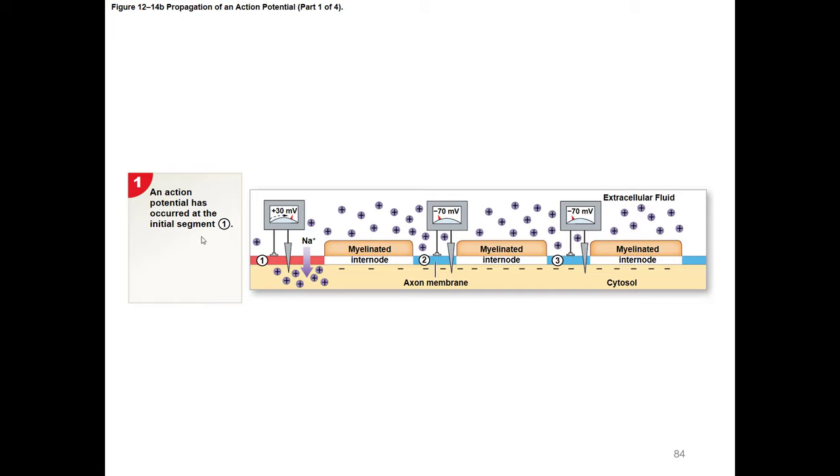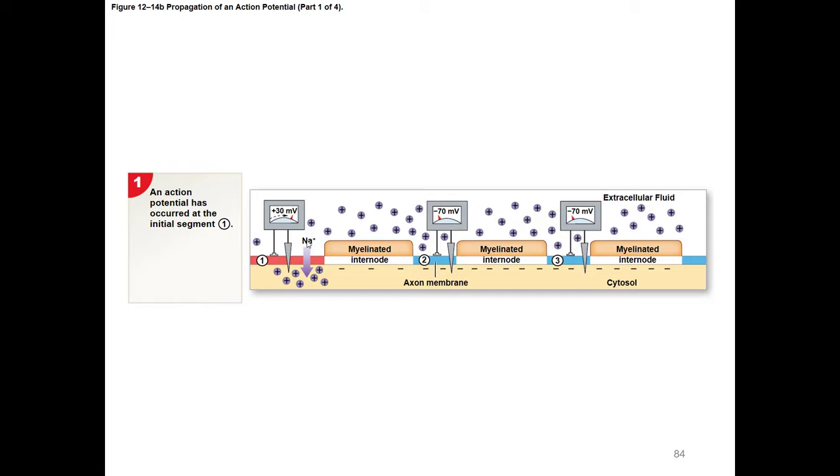Okay, so we're being stimulated at node 1. You can see by the reddening of the membrane. When we're stimulated, this causes sodium channels to open. Sodium will rush in. That's depolarization. Remember, we go from negative 70 towards positive 30. I know this is repetitive, but it can be a little complicated to grasp, so I'd rather be repetitive than not clear.